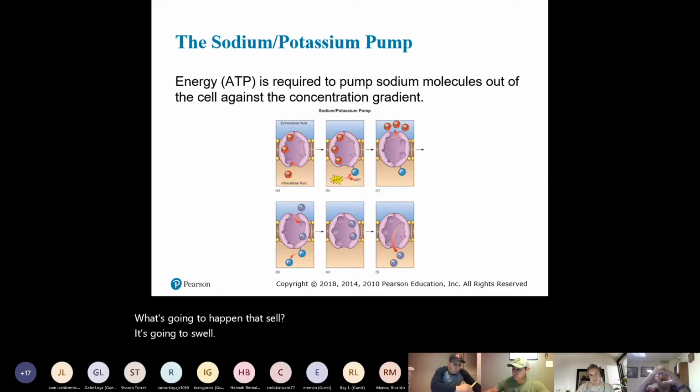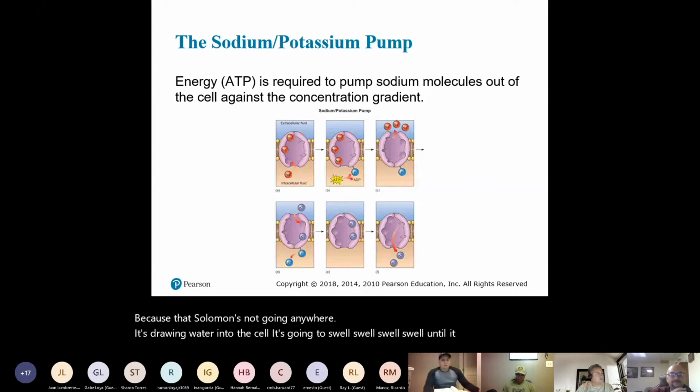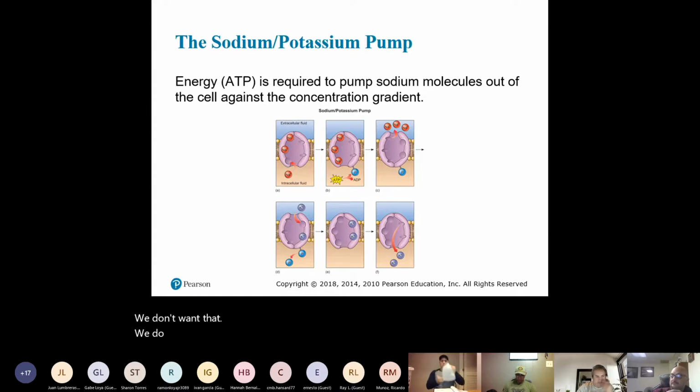Because that sodium is not going anywhere, it's drawing water into the cell. It's going to swell until it bursts. We do not want that. So it needs to kick out excess sodium. Well, it also needs to bring in potassium because potassium helps with the conduction of the electrical impulses.